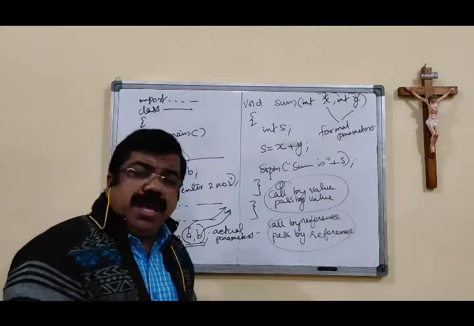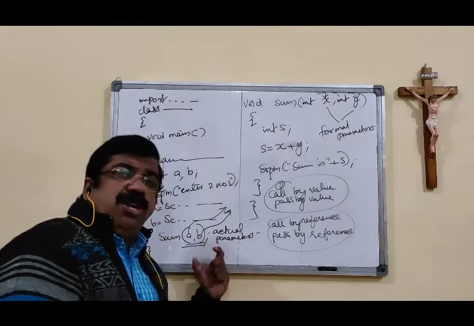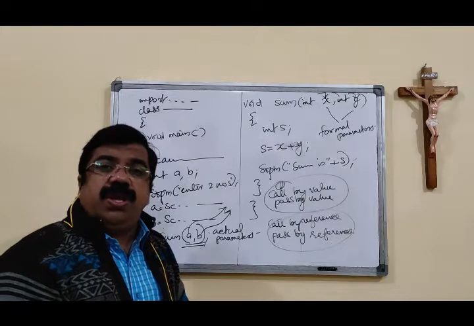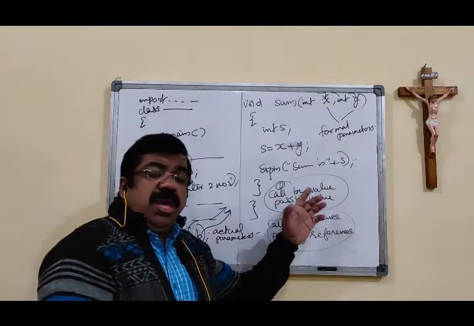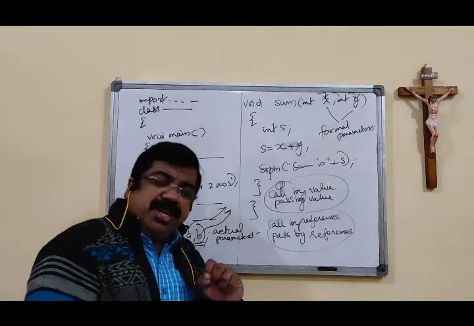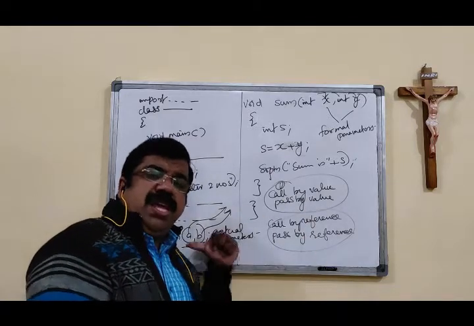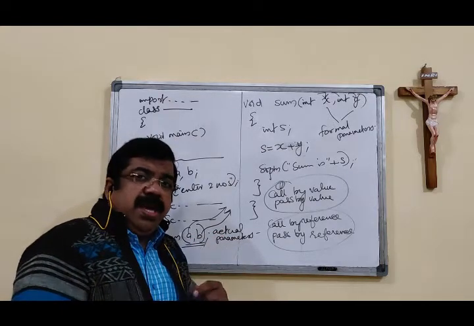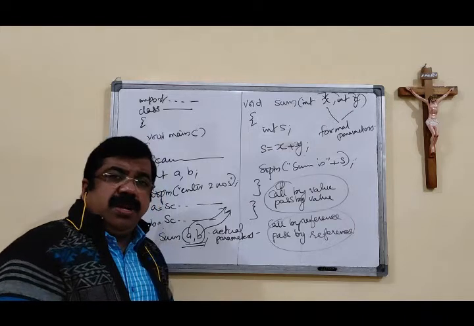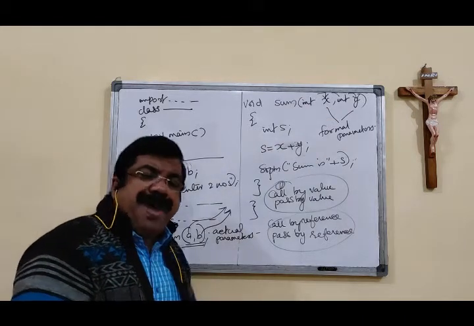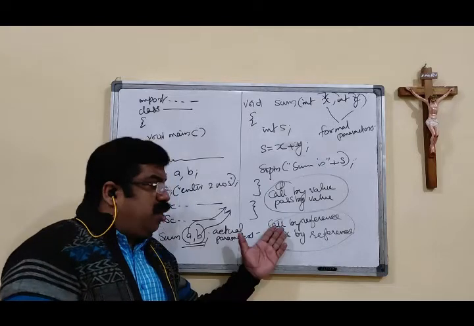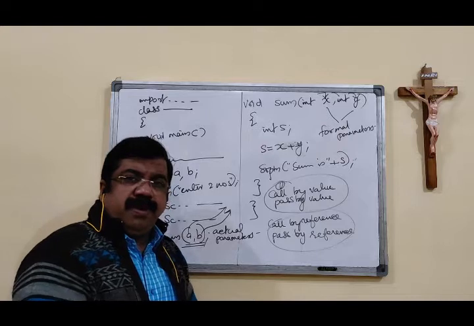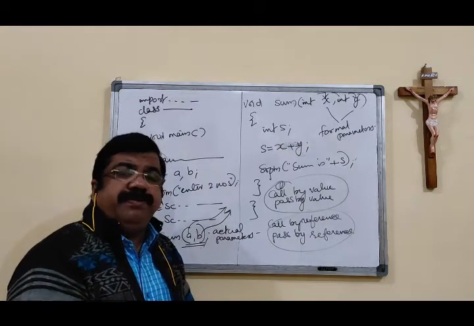Whereas in call by reference, actual parameters are referenced by the formal parameters, and whatever changes you do in the formal parameters will definitely affect the actual parameters. In call by value method, all primitive data types are passed, but in the call by reference methods, reference data types are passed. Okay, I think you understood the point.